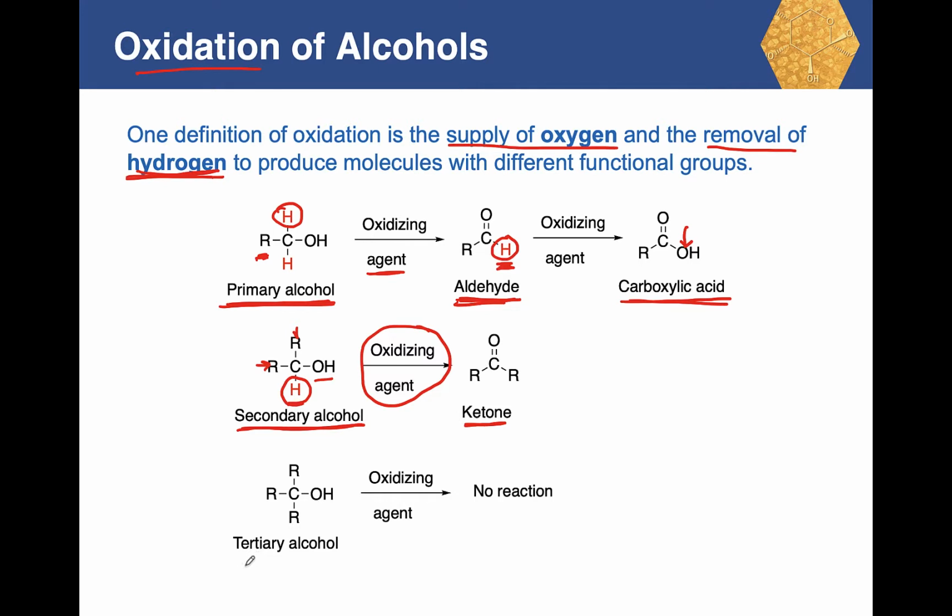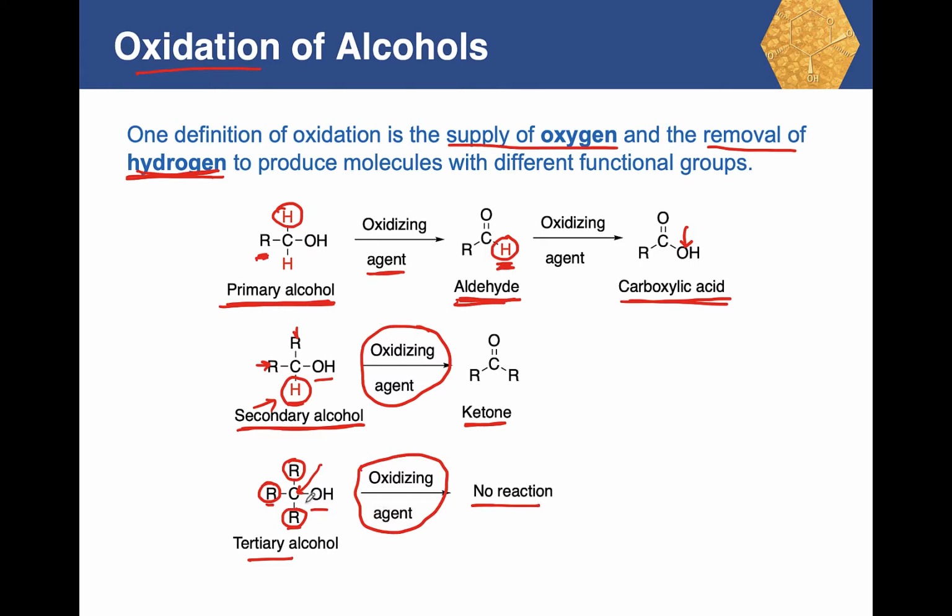Let's look at a tertiary alcohol. Tertiary here means that the carbon that has the OH group contains 1, 2, and 3 carbon-containing groups. Notice no hydrogens as we have here. So this has no hydrogens, just carbon-containing groups bonded to this carbon here. In the presence of an oxidizing agent, no reaction.